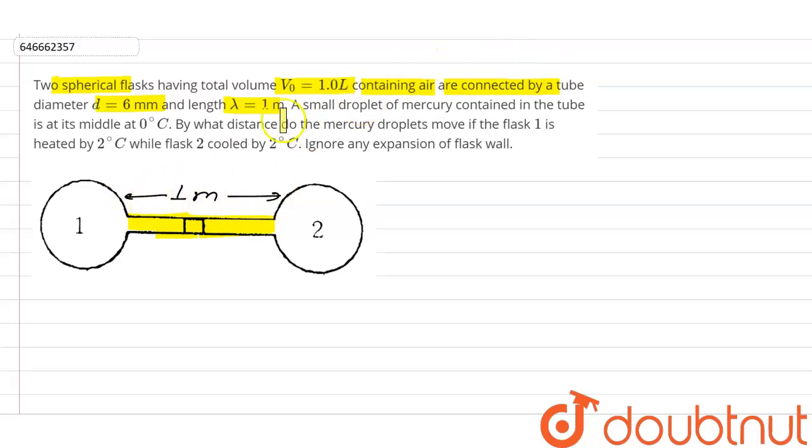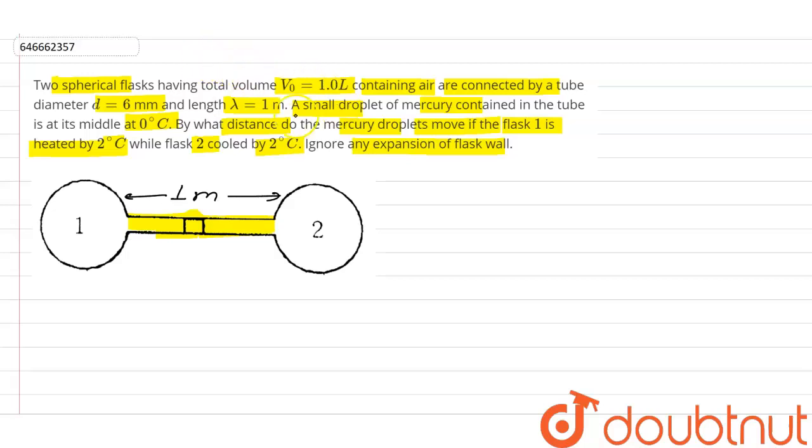After this, a small droplet of mercury contained in the tube is at its middle. This part is of mercury at 0 degrees Celsius. By what distance do the mercury droplets move if the flask 1 is heated by 2 degrees Celsius with flask 2 cooled by 2 degrees Celsius? Ignore any expansion of the flask wall.